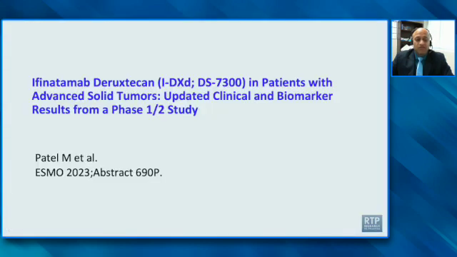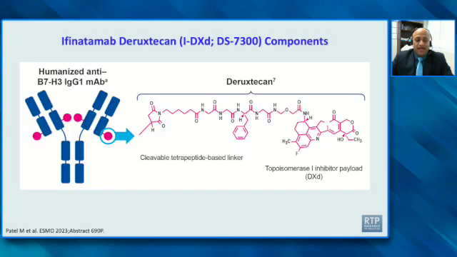There are antibody drug conjugates that have been developed to target B7H3, and this is one of them: ifinatamab deruxtecan, also known as DS7300. It was studied in this particular phase 1 trial, and I had the opportunity to participate in this trial from the very beginning, the first cohort. We presented this at ESMO in 2023.